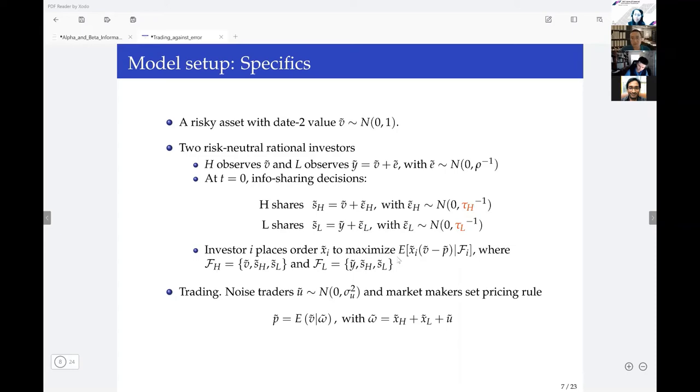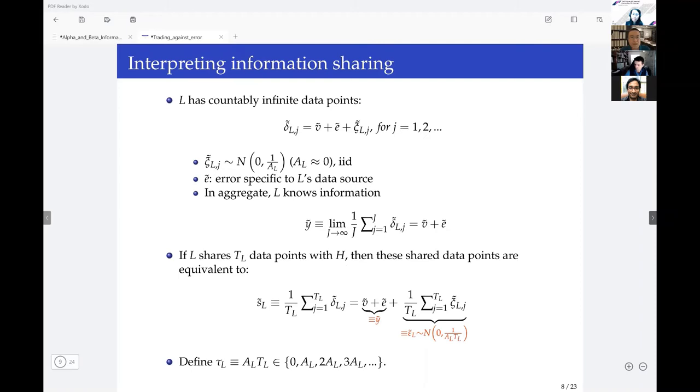This is the profit, and H has this private information and they are sharing information. Noise trading is given by u, and the market maker is standard, as in the Kyle model. This is the aggregate order flow and the price. That's the specifics of the setting. I also have some interpretation of how to interpret this information sharing. You can think of each investor as having some data points that convey information about the fundamental value, and information sharing can be understood as sharing data sets. The larger the data sets they share, the more information they are giving up.